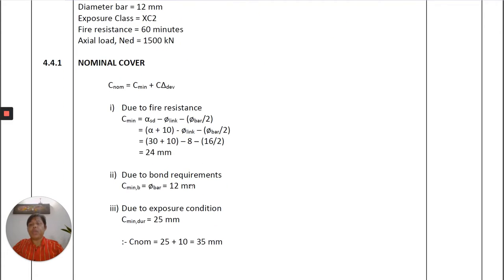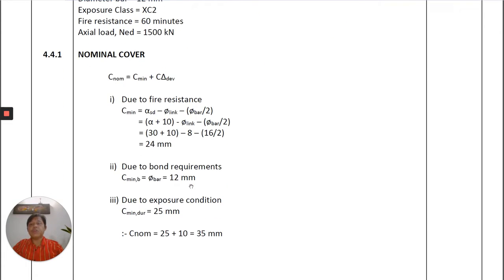The first step, we have to calculate the nominal cover. As usual, the nominal cover is equal to C minimum plus C deviation. The C deviation is 10 mm. Then for the C minimum, you have to calculate based on three conditions: fire resistance, bond requirement, and also exposure condition. For the fire resistance, you use the same approach as what you calculated for the simply supported beam in order to determine the a_sd value.